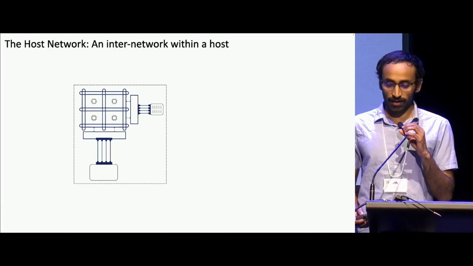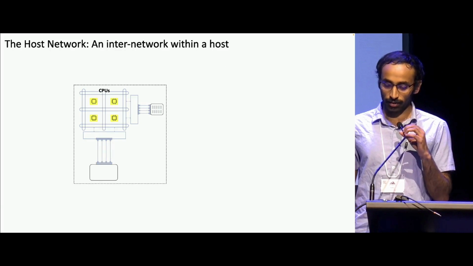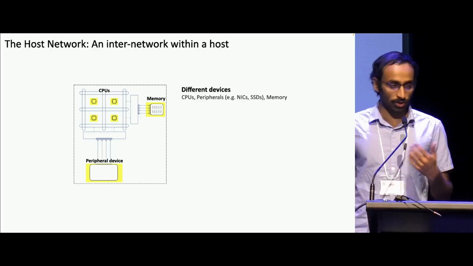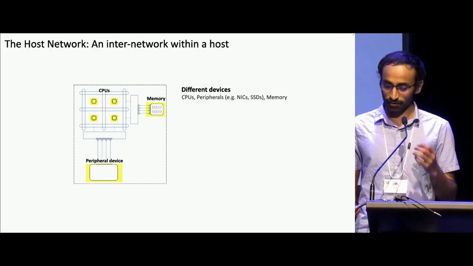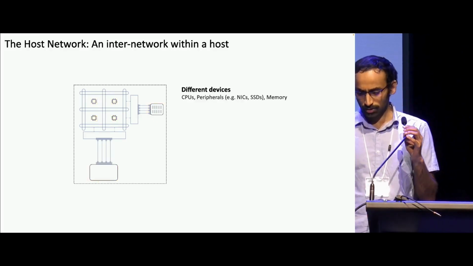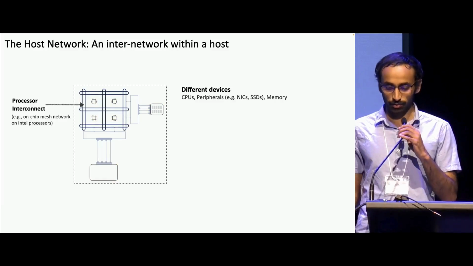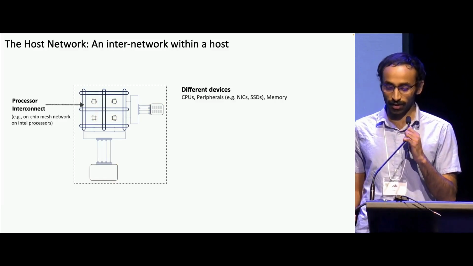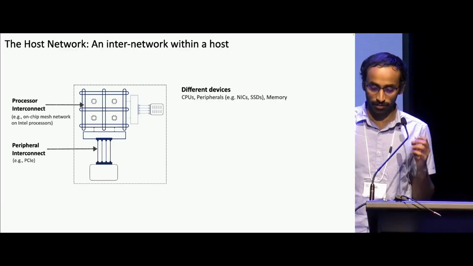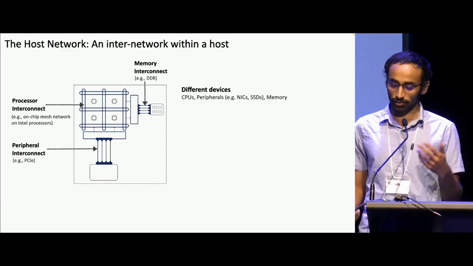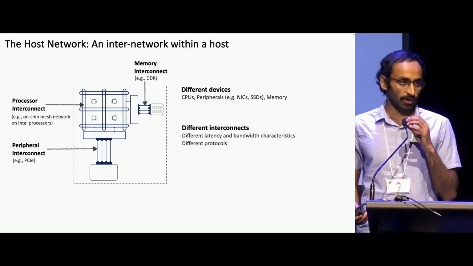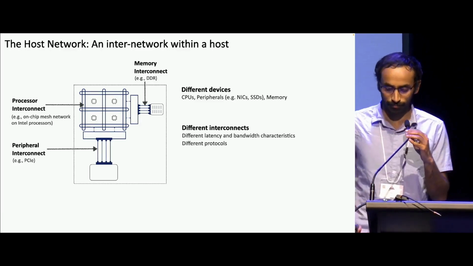The host network connects CPUs, peripheral devices like NICs and SSDs, and memory inside a single host. Its goal is to enable data transfers between all of these different devices. In order to do so, the host network integrates multiple different interconnects. The first is the processor interconnect, which enables CPUs to communicate with each other and issue requests to memory. The second is the peripheral interconnect, which enables peripheral devices to communicate with CPUs and memory. And finally, the memory interconnect, which enables CPUs and peripherals to talk to memory. Now, each of these interconnects has different latency and bandwidth characteristics and runs different protocols.